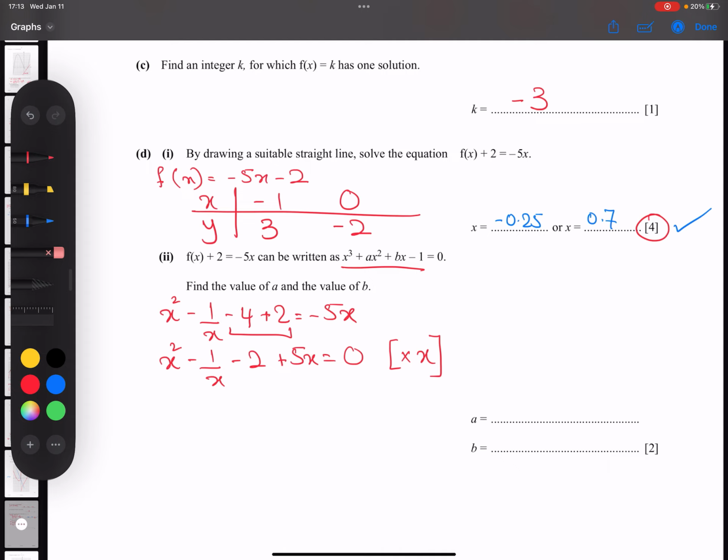So it's going to give me x to the power of 3 minus 1 minus 2x plus 5x squared equals 0. Let me just rearrange: x to the power of 3 plus 5x squared minus 2x minus 1 equals 0. This is A and this is B, so the answer is 5 and minus 2.